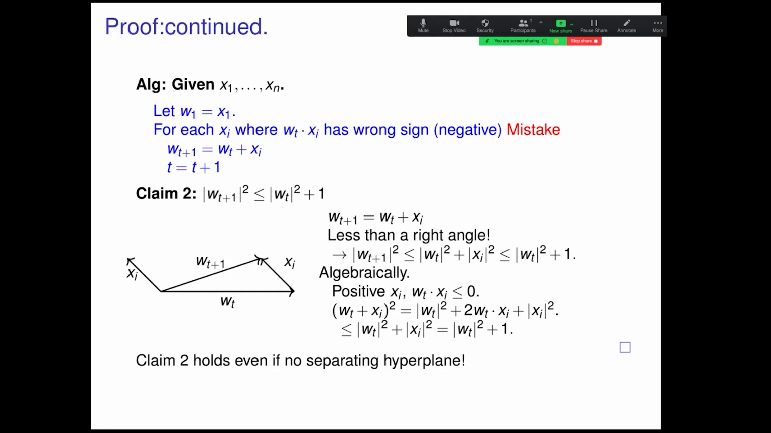Okay, so this always holds, right? Even if there's no separating hyperplane or margin, because you're only updating on a negative, you know that the W weight is not growing. Okay, great. So that's it.